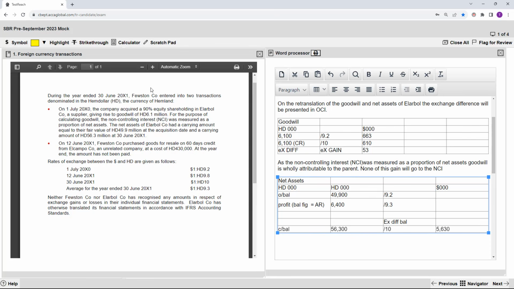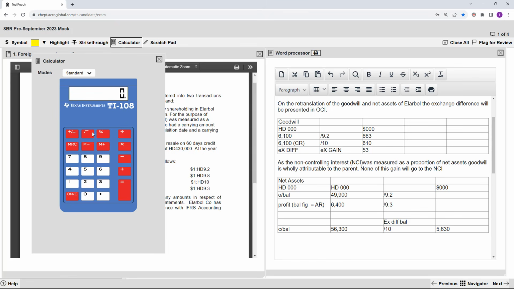So where's my calculator? I need to leave an audit trail because obviously the marker doesn't see what I'm putting into my calculator. 9,900. We're dividing that by 9.2 and we're getting a figure there of 54. So we're dropping that number in there at, not 54, it's 5,424. Let's not quibble over decimal places.